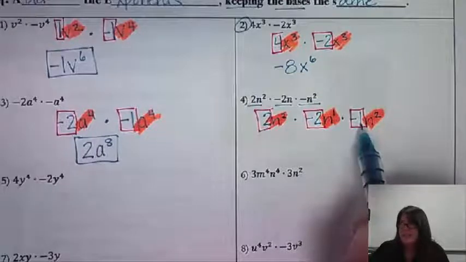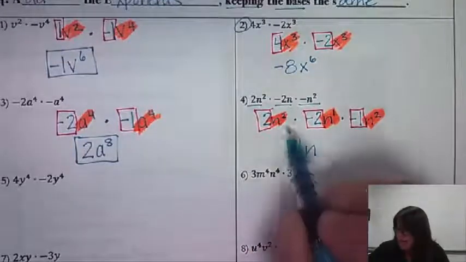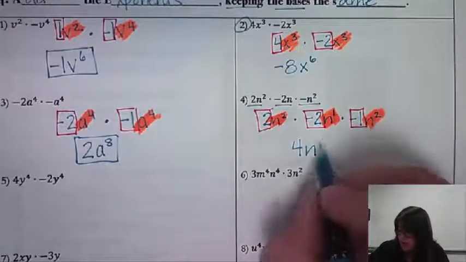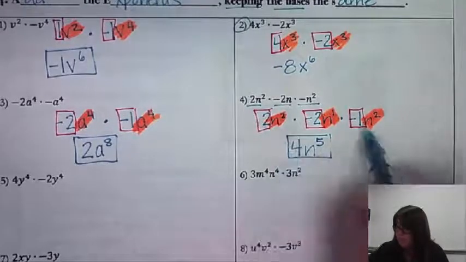Let's see, a negative times a negative is positive. 4 times 1 is 4. So +4. My base will stay the same, and I just have to add my exponents together. So 2 plus 1 is 3, plus 2 is 5. So 4n to the 5th is the final answer for this product problem.